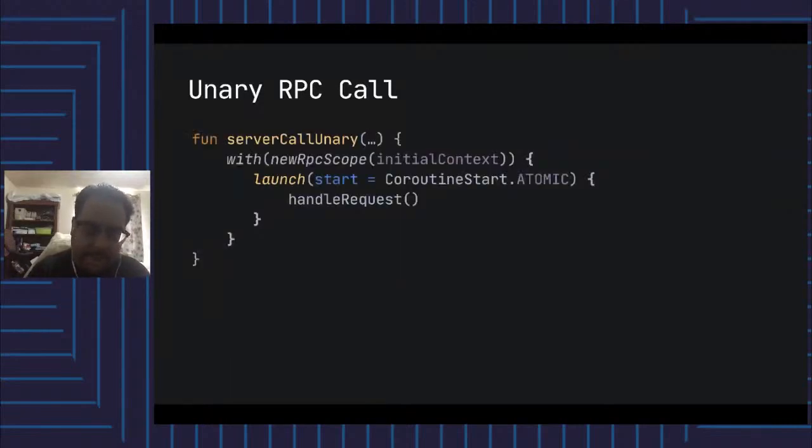And when you look inside the library, you'll see here that calling newRpcScope is a method inside of that library that creates a scope on a context.